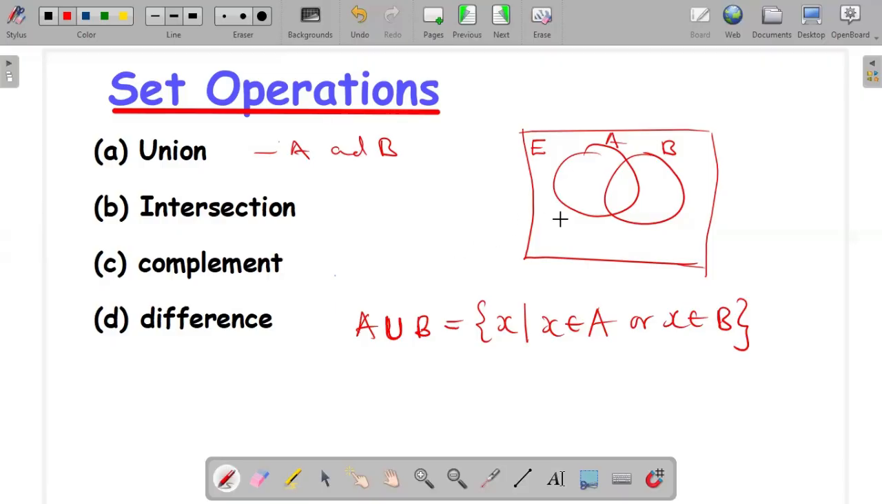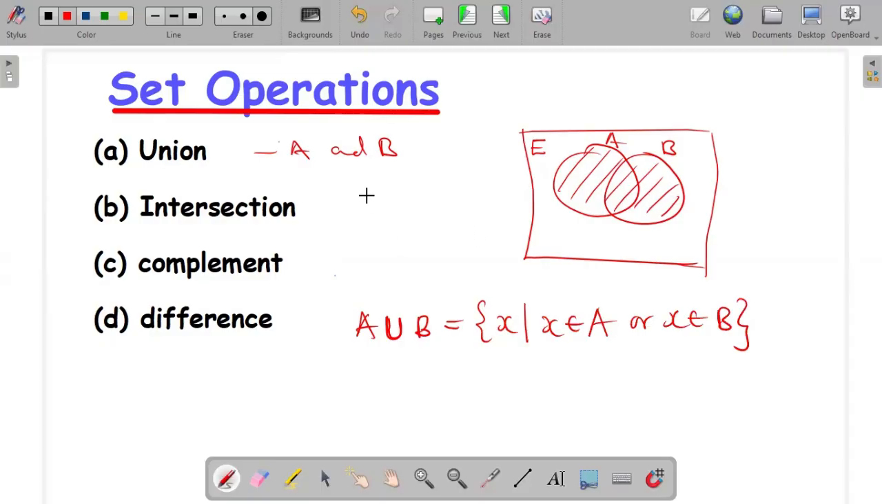So when you are told to shade A union B, you would have to shade this whole part here, because you're saying the element is either in this part, which is A, or in this other part, which is B. The union would mean the whole thing, because it's either in A or in B.